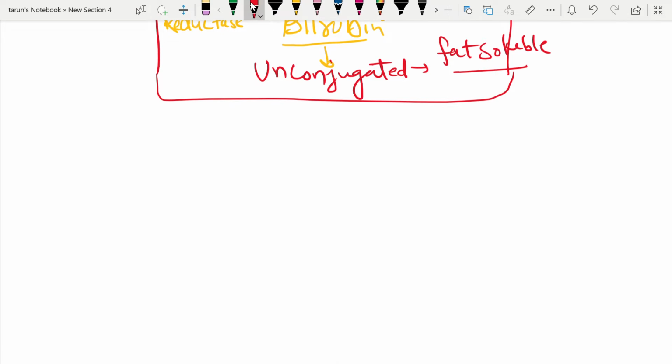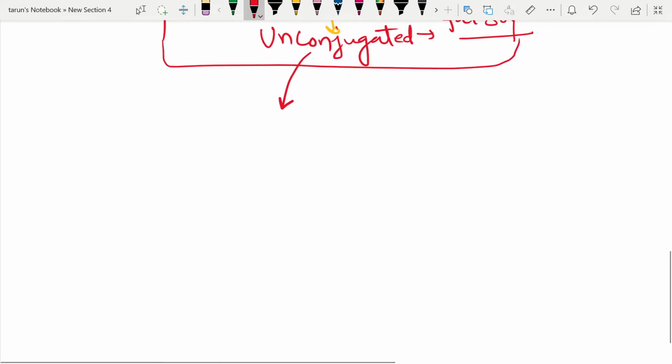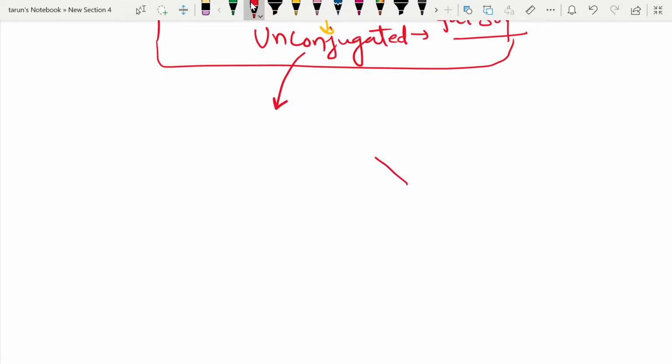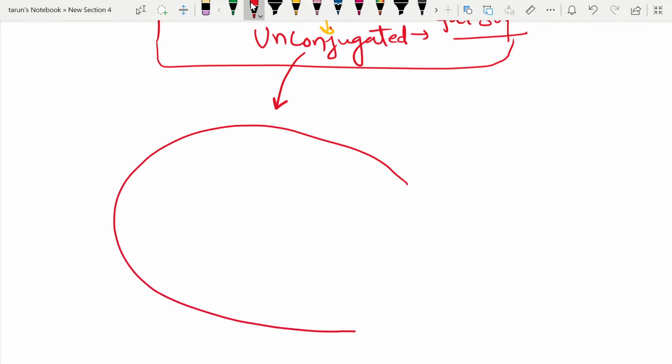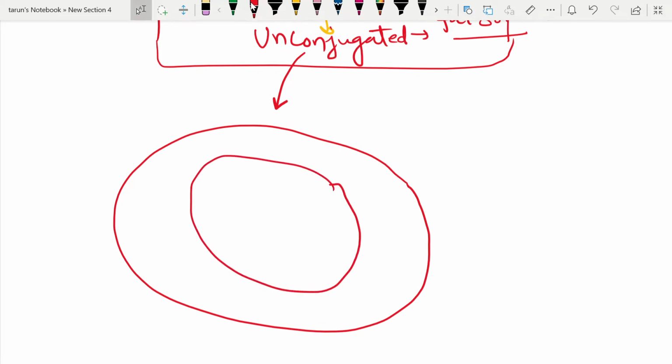Once the unconjugated bilirubin is formed in the macrophage, it is released into the circulation. It moves in the blood circulation. I will now draw its movement. Suppose this is the blood circulation, and this is the unconjugated bilirubin moving in it. But being fat soluble, it can easily diffuse out into different tissues and damage them.